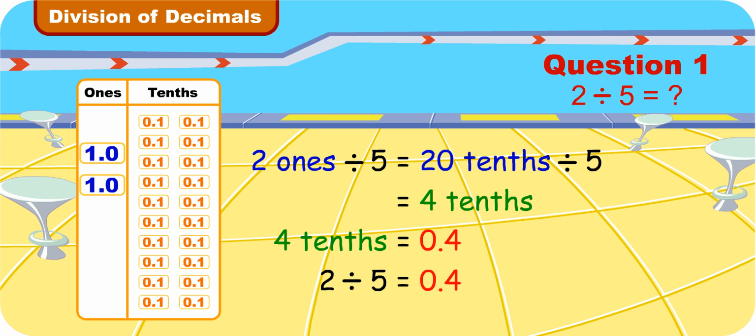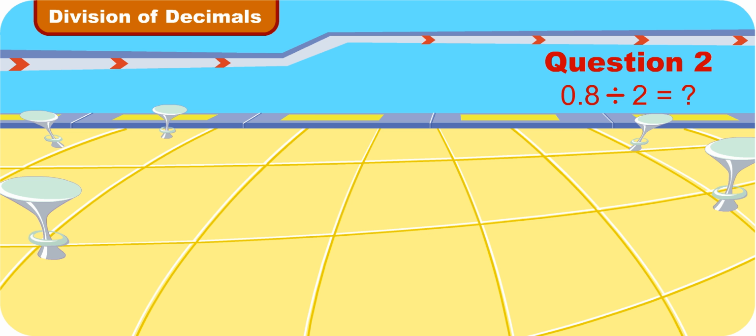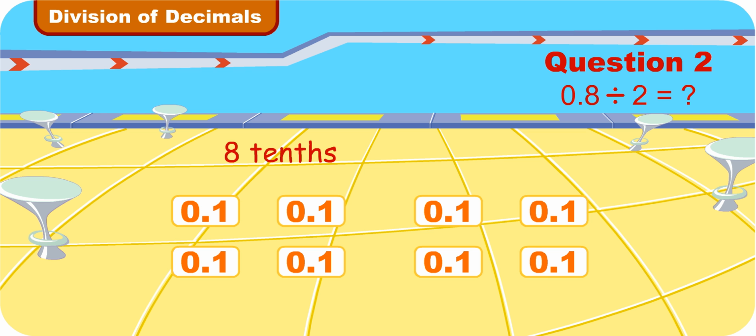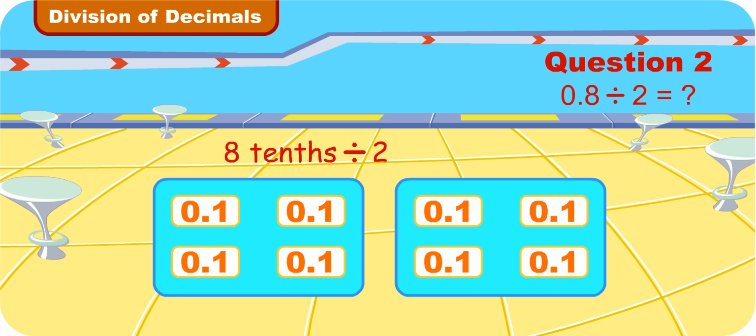Now you're ready to learn how to do division of decimals. For example, 0.8 divided by 2 is equal to 8/10 divided by 2. The answer is 4/10 or 0.4.